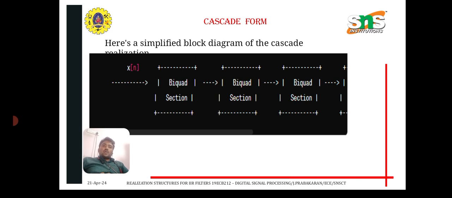The output of one biquad section is fed as the input to the next biquad section. The cascaded biquad sections collectively implement the overall filter response. The cascade realization is widely used in digital signal processing due to its simplicity, numerical stability, and flexibility. It is particularly advantageous for implementing high order IIR filters efficiently.